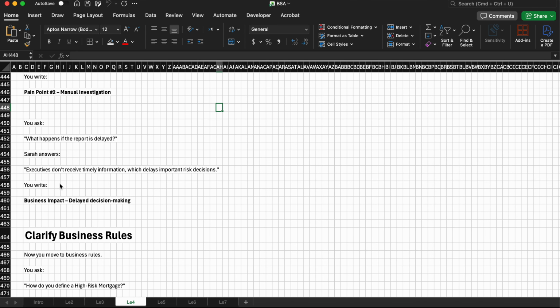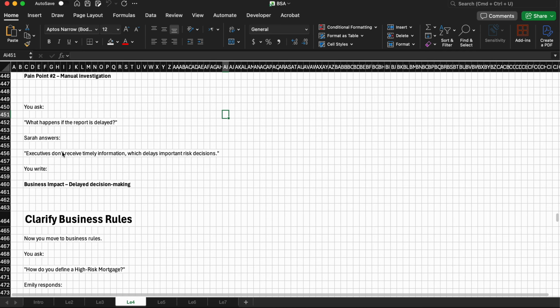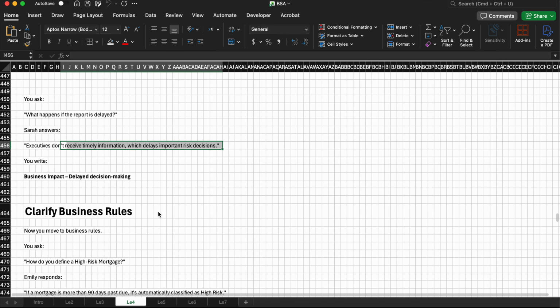Emily's answer: executives don't receive timely information. Emily's team has to ping whoever the data is missing from, asking, could you send the report as soon as possible? This delays risk decisions. That's what will happen. These are typical banking operation manual work.